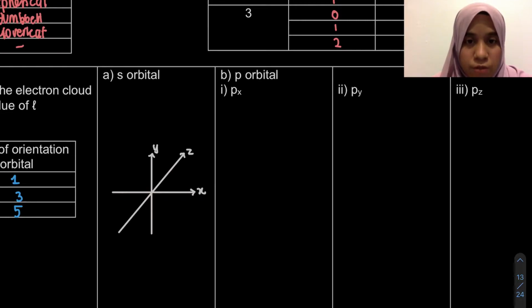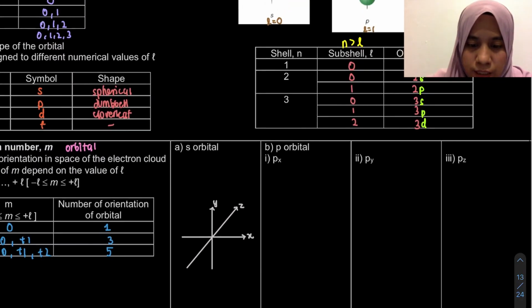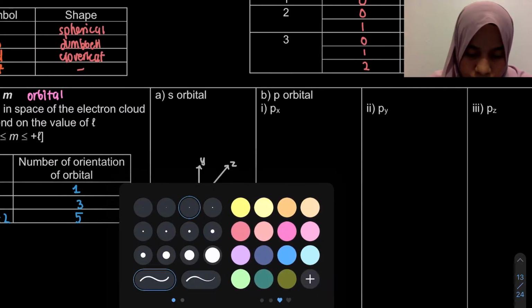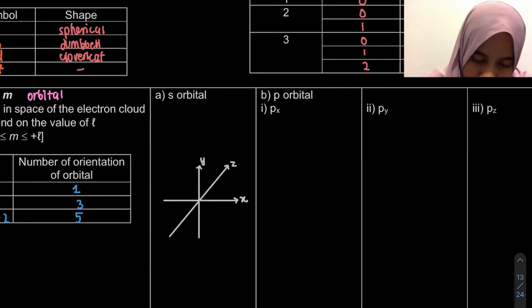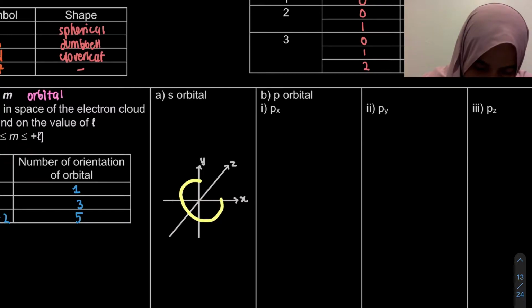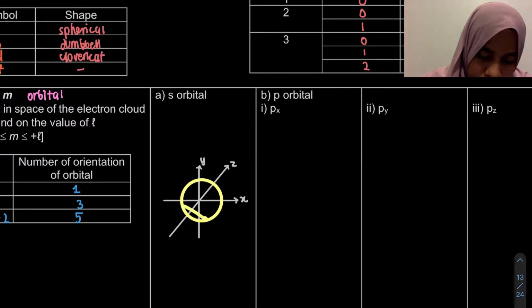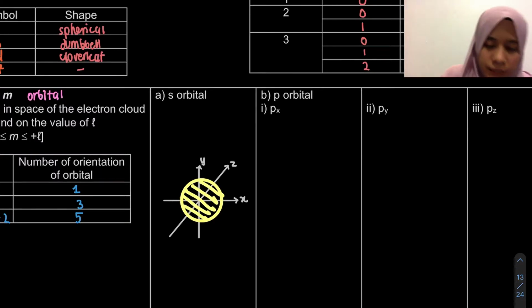For the S orbital, as we have known, it is a spherical shape. How are we going to draw it? Let's draw it together. For the S orbital, draw your spherical shape, and after that you have to shade it. Then label it as the S orbital.